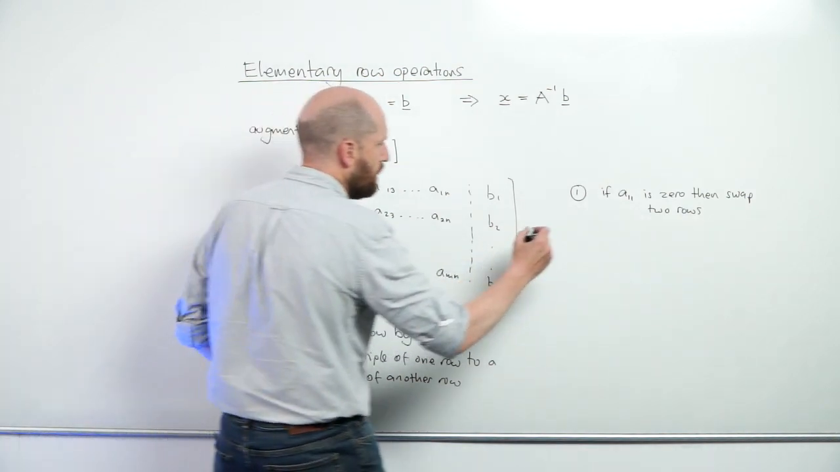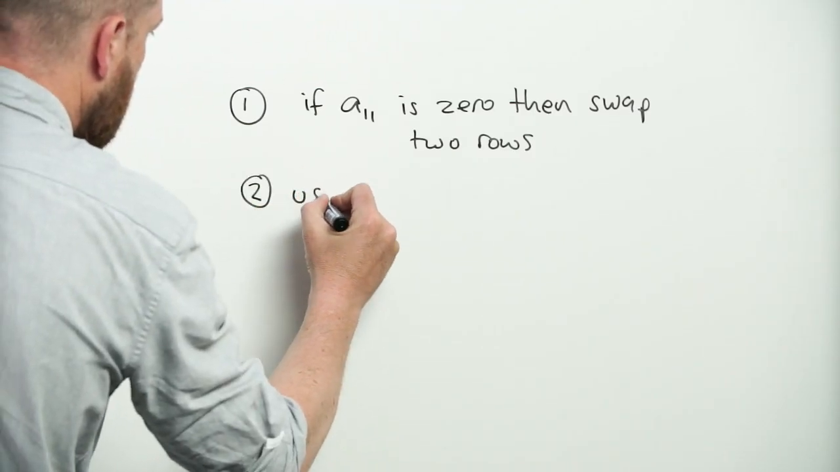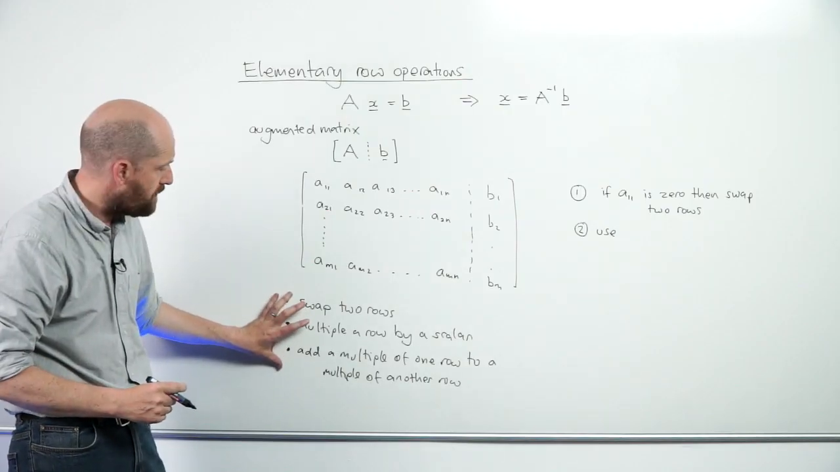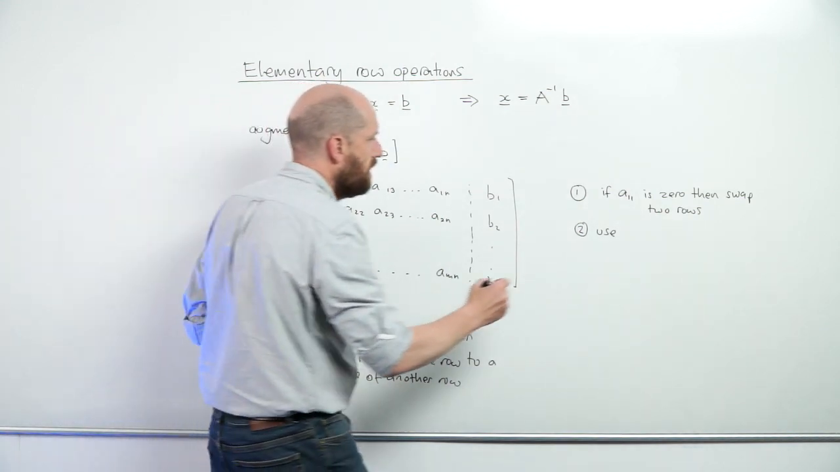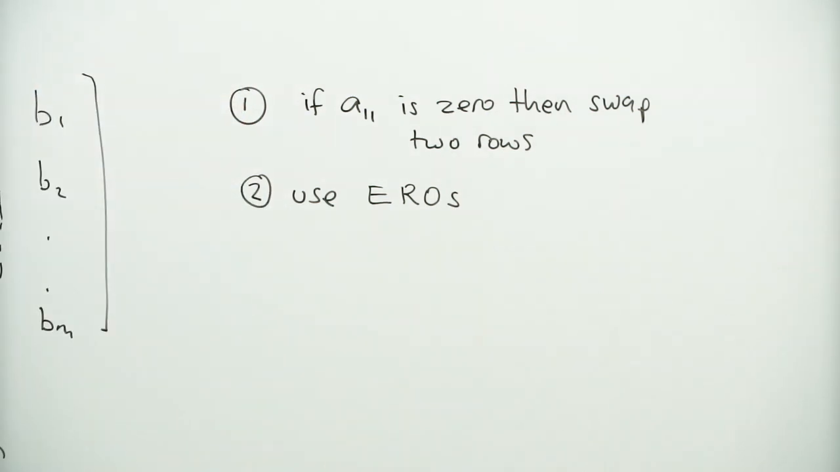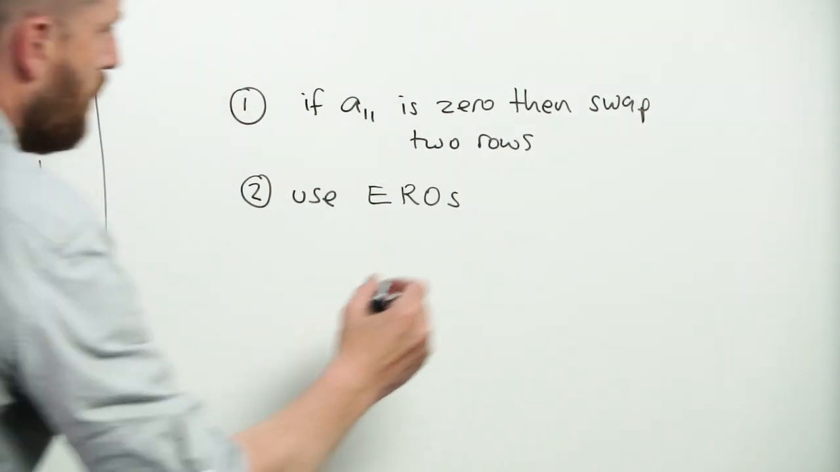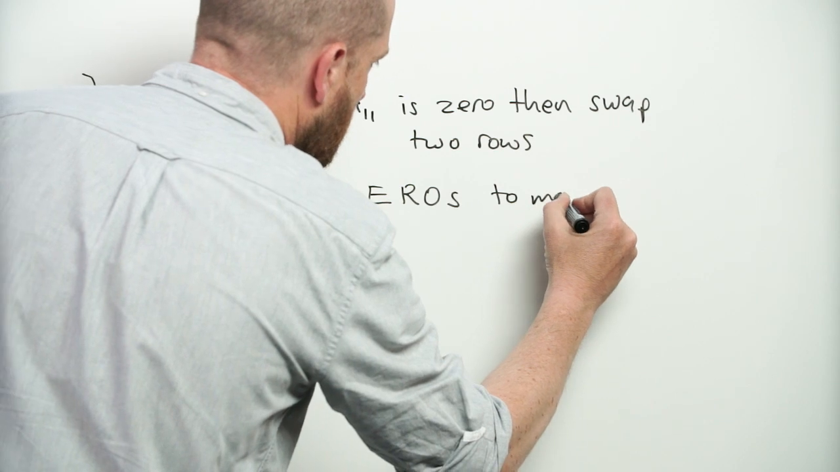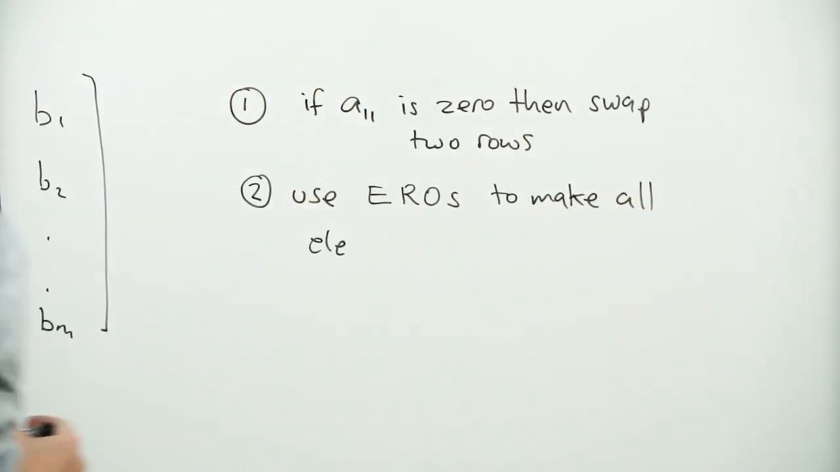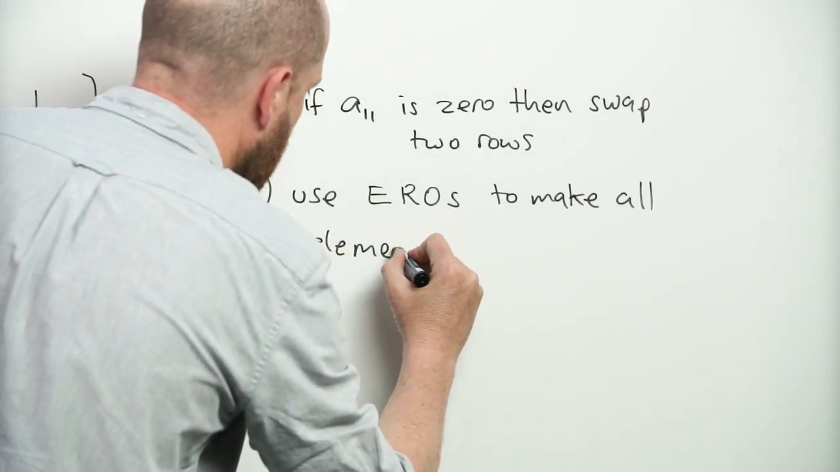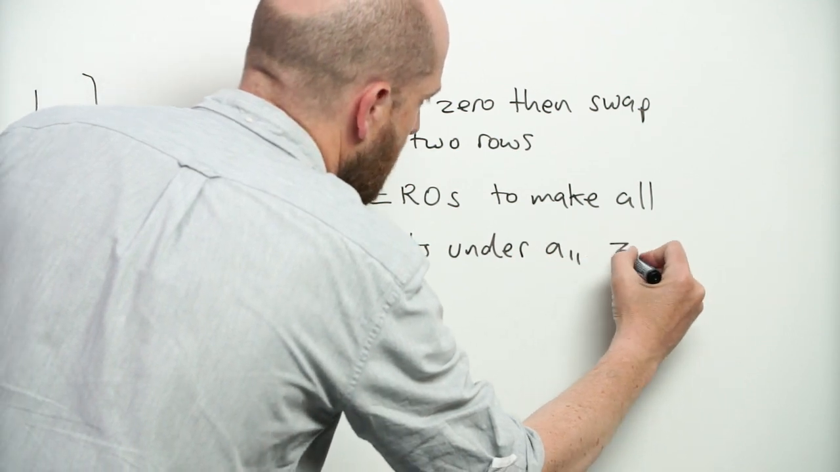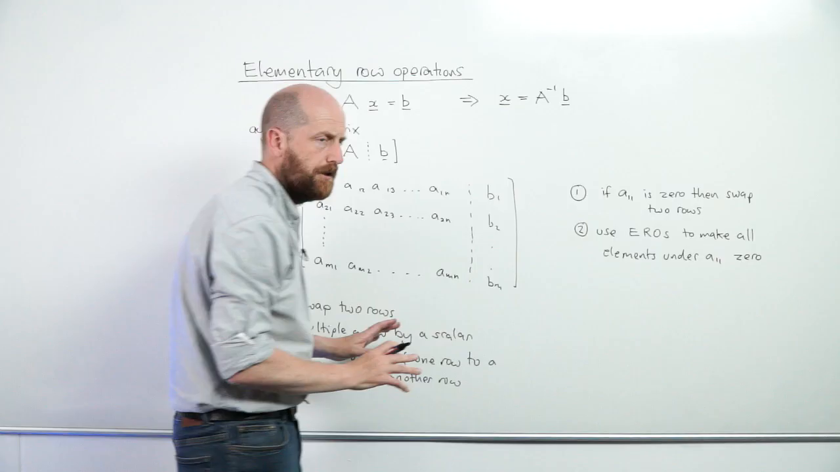The second thing I do, use these row operations, so these are called elementary row operations. We usually use the terminology EROs for elementary row operations. Use EROs to make all elements underneath that very first A11 to make them 0. Okay, how am I going to do that?